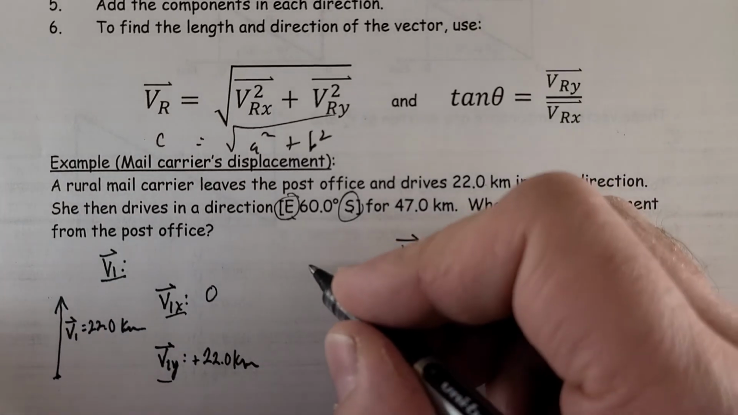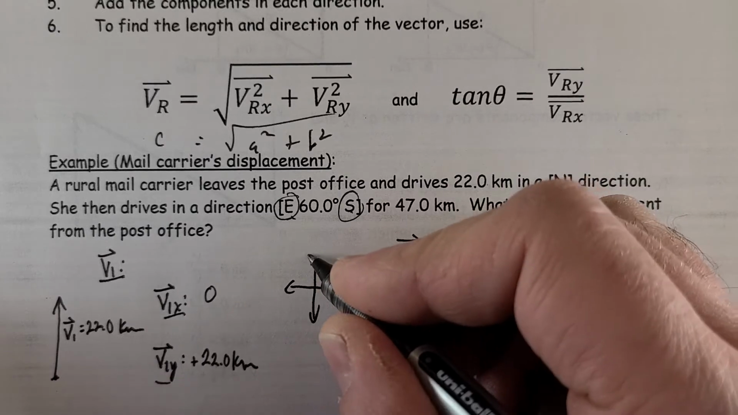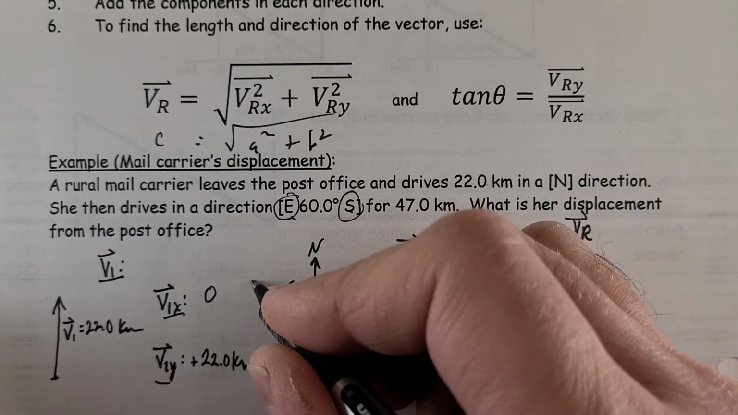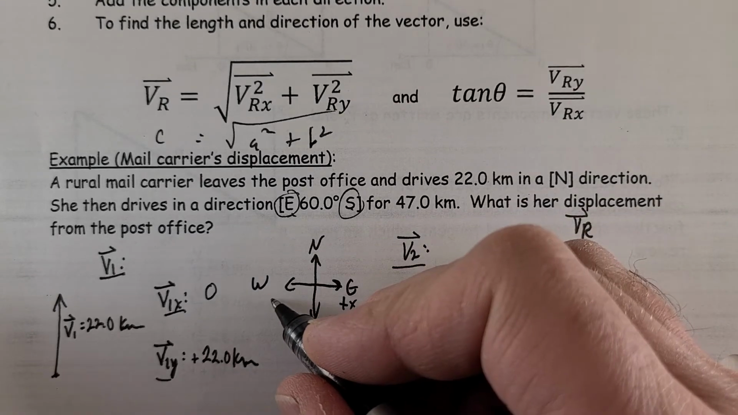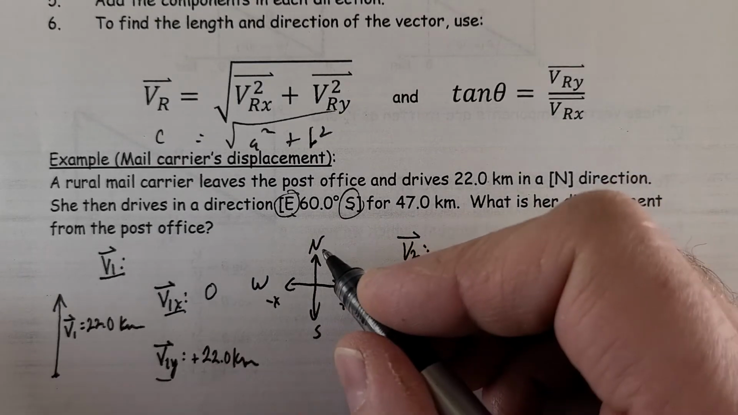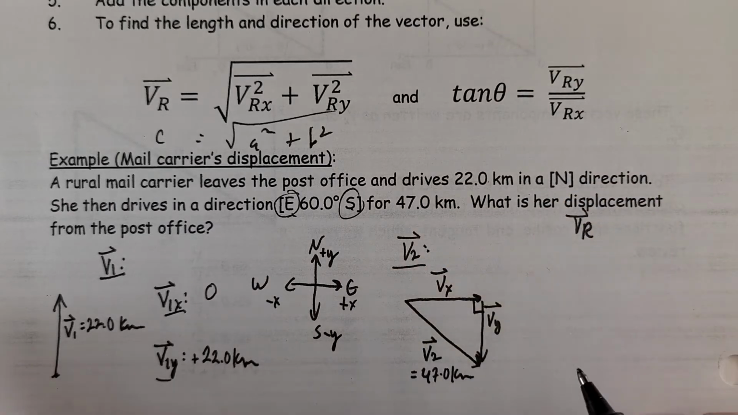Here we have to go back to the idea of north, east, south, west. East is the positive X direction in math, west is the negative X direction in math, north is positive Y, south is negative Y.